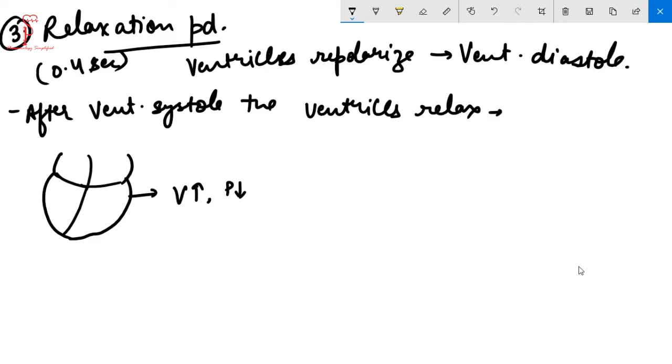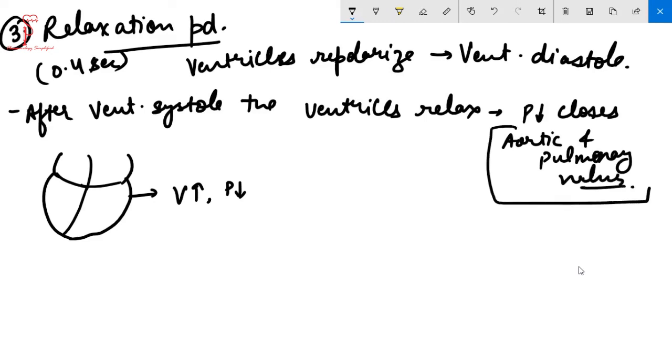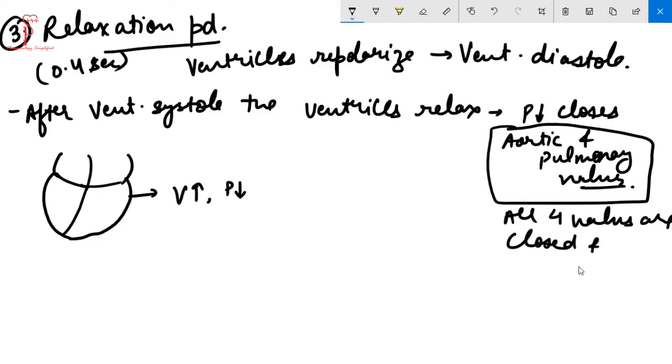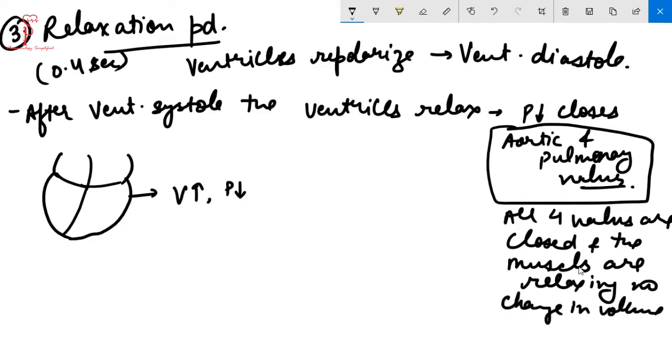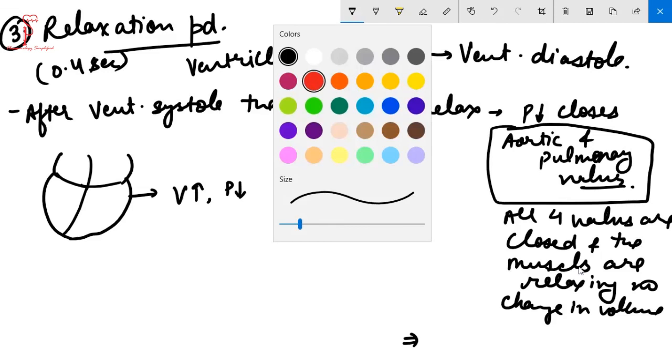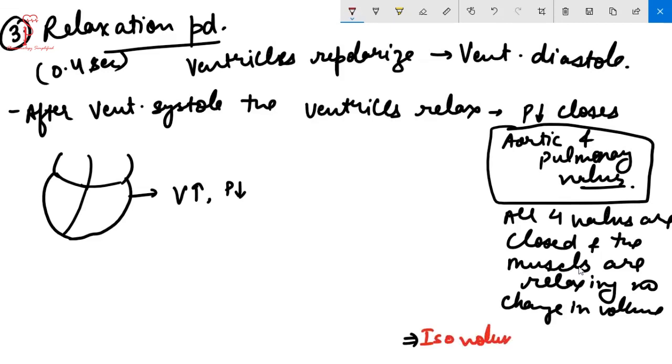Since the pressure is decreasing, this will close the aortic and the pulmonary valves that were sending the blood out of the aorta and the pulmonary trunk. All of the four valves are closed and the muscles are relaxing, so there is no change in the volume of the blood in the ventricles, right? So this is again one more isovolumic phase, but this time it is relaxation. But since the ventricles are continuously relaxing, the pressure inside the ventricles will continue to get reduced.